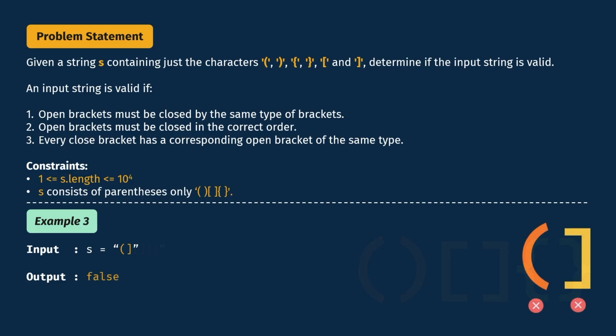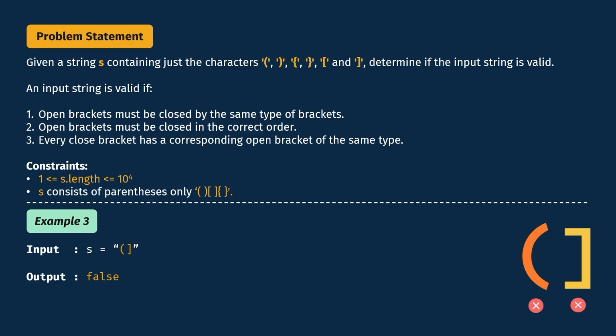Let's look at our third example to understand what makes a string invalid. So S equals this string, and the output is false. Here we see a critical violation. There is an opening round bracket followed by a closing square bracket. This breaks our first rule, which states that an opening bracket must be closed by the same type of bracket. The opening round bracket should be closed by a closing round bracket, not a closing square bracket.